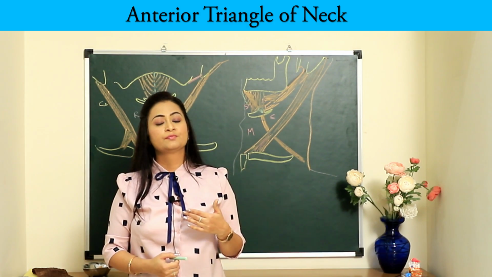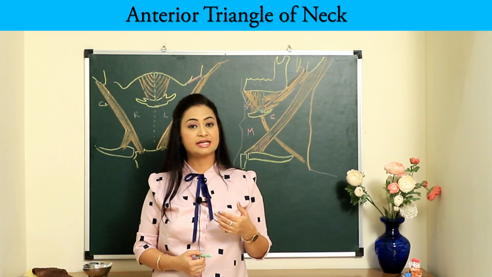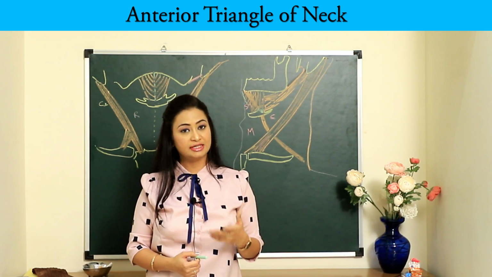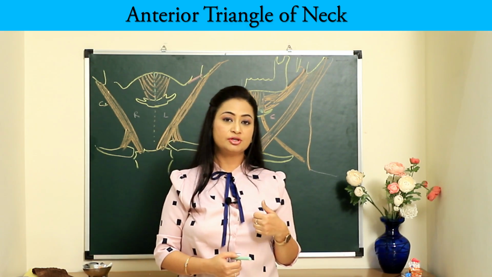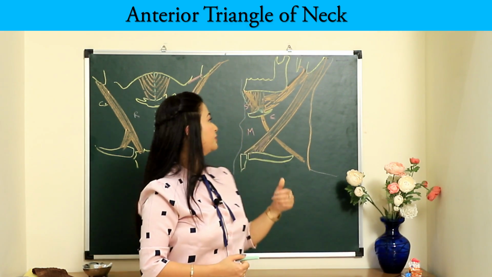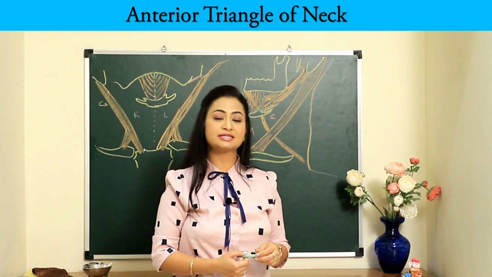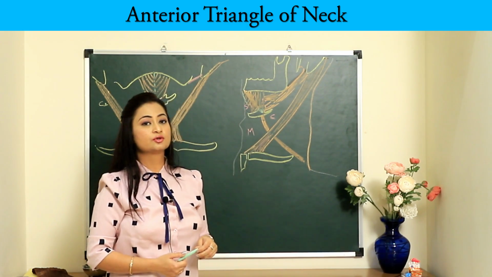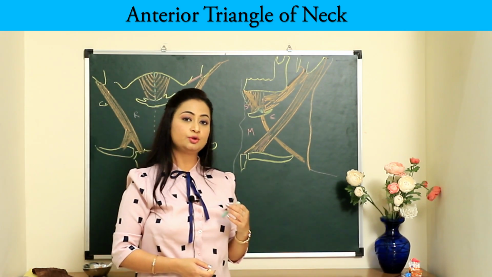Now the most important or conspicuous content of the digastric triangle is the submandibular gland. Hence, this triangle is also called the submandibular triangle, right? Also, it lies below the mandible in this region, hence the submandibular triangle. So in order to study the contents, we divide this triangle into two parts.